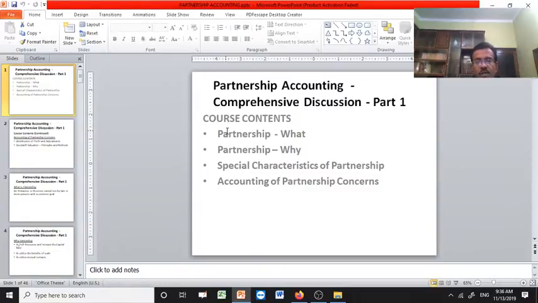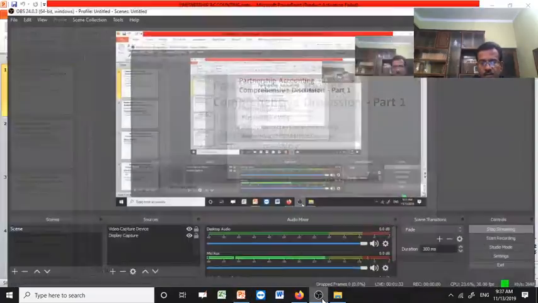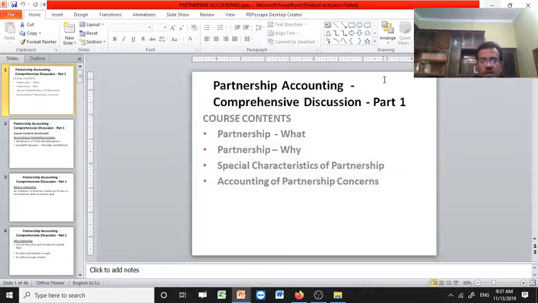This class has been designed in such a way that in one place you get to see all the most important things which are relevant for your exams and for solving the exercises in partnership accounts. This is how the structure is. We need to understand what is partnership, why partnership, special characteristics of partnership, and accounting of partnership concerns. This is what we are going to study, and we are going to cover the various items related to this.